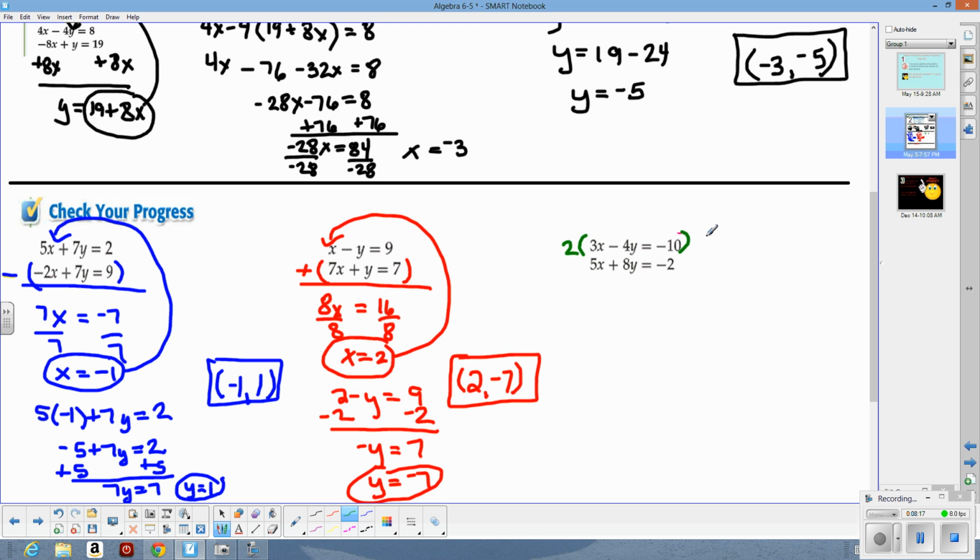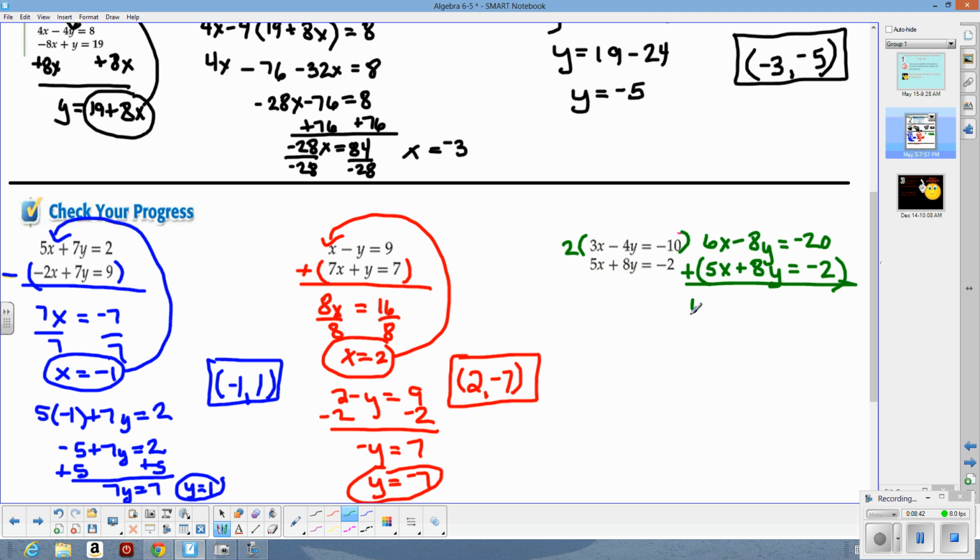2 times 3x is 6x. 2 times a negative 4y is negative 8y. And 2 times a negative 10 is negative 20. And the bottom equation we're going to leave the same. 5x plus 8y equals negative 2. Now we can go and add these two equations together because we have opposite coefficients.